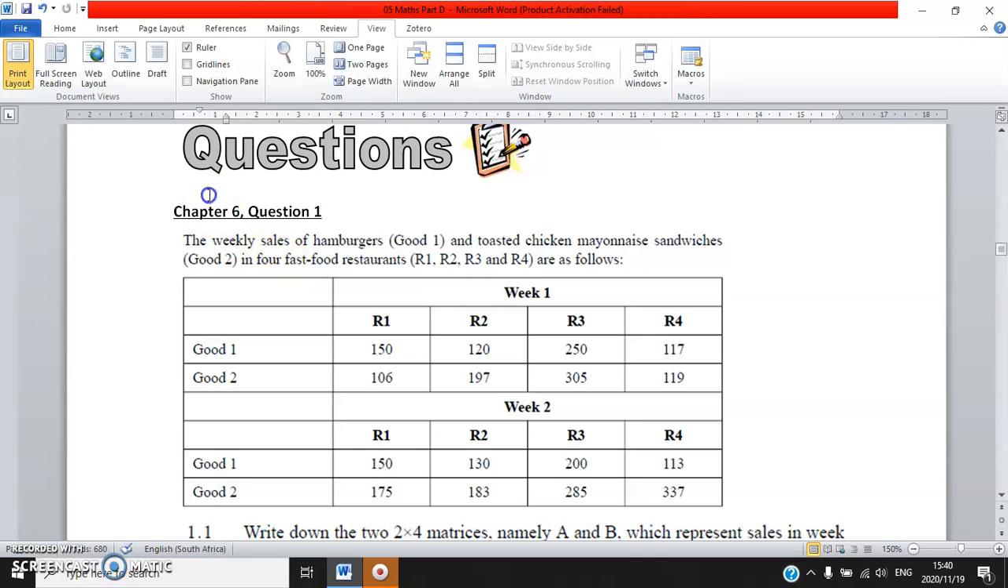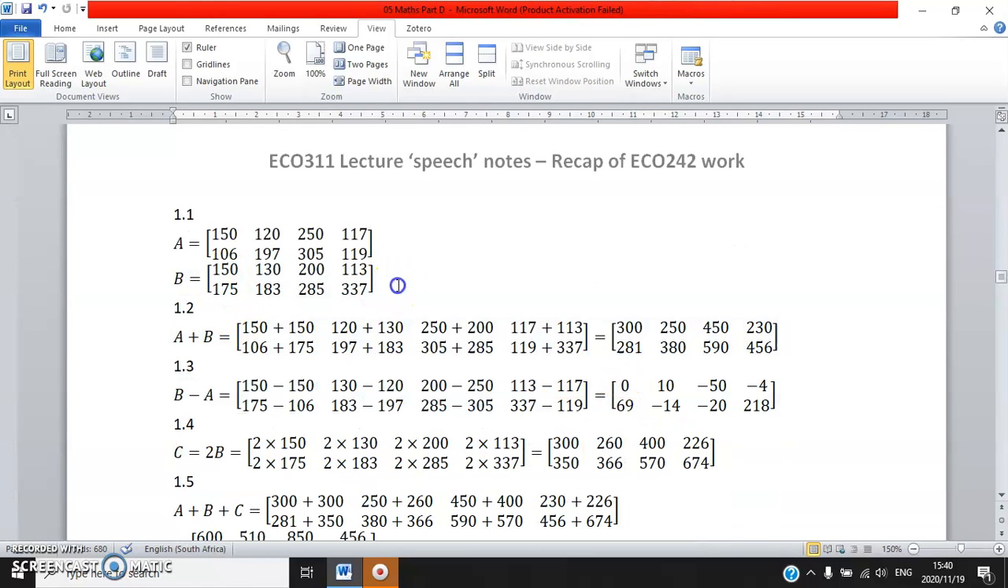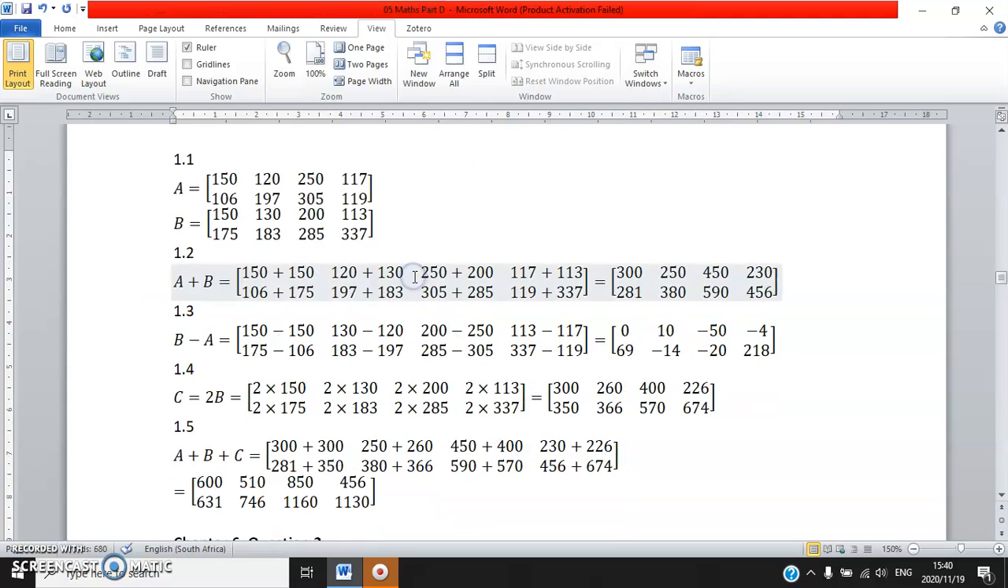Okay, and then this is a nice question, question 6, about the weekly sales. Week 1, 2 goods, and then 4 restaurants. So week 1 data, week 2 data. And then we can look at the answers. 1.1, you are asked to show the information as matrix. So this is the week 1 data, matrix A. This is the week 2 data, matrix B.